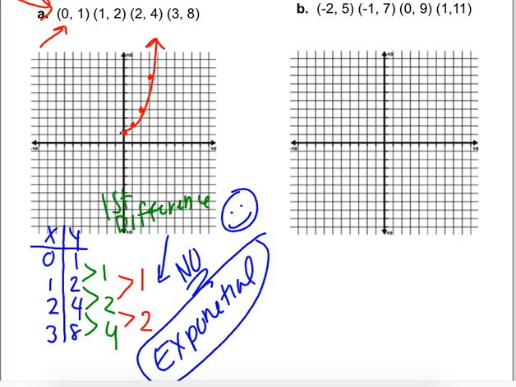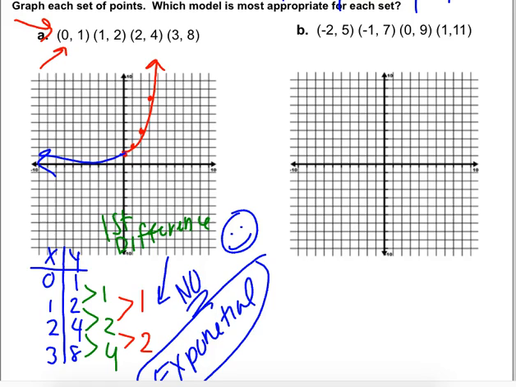Good job, guys. So this one would look like this if we were to finish it out. It's kind of a hard one to start with. Don't get bent out of shape. They're not all like that. Okay? Now let's try B.